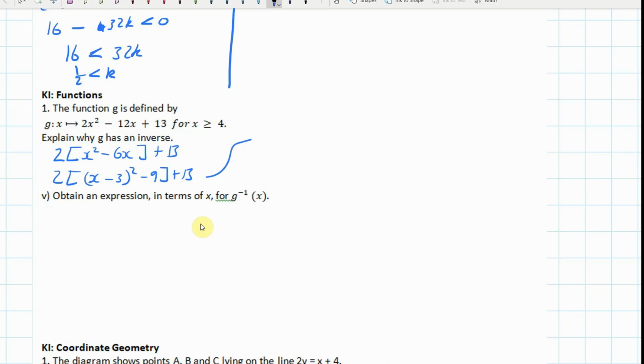what do I get? Well, I'll get 2 bracket x minus 3 all squared, and then that's plus, what the heck? Oh, that's a negative 18, isn't it? Negative 18 plus 13, so negative 5. So we've got a minimum point at 3, negative 5. That's our turning point.